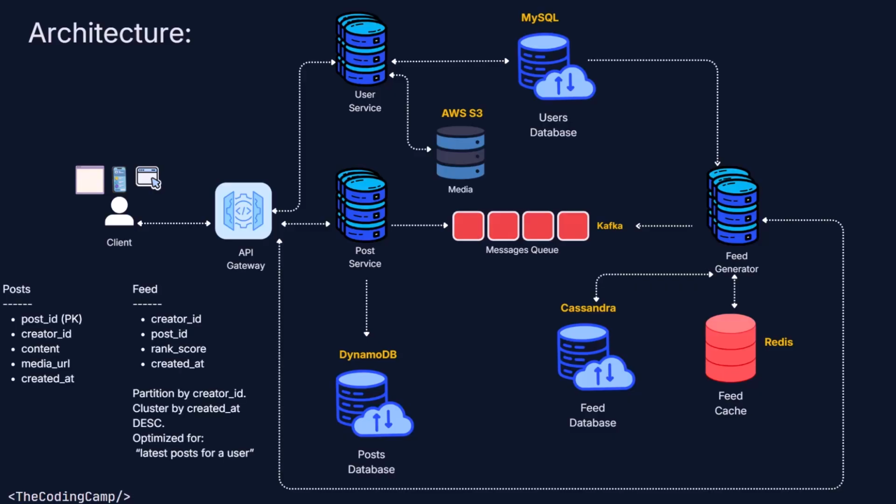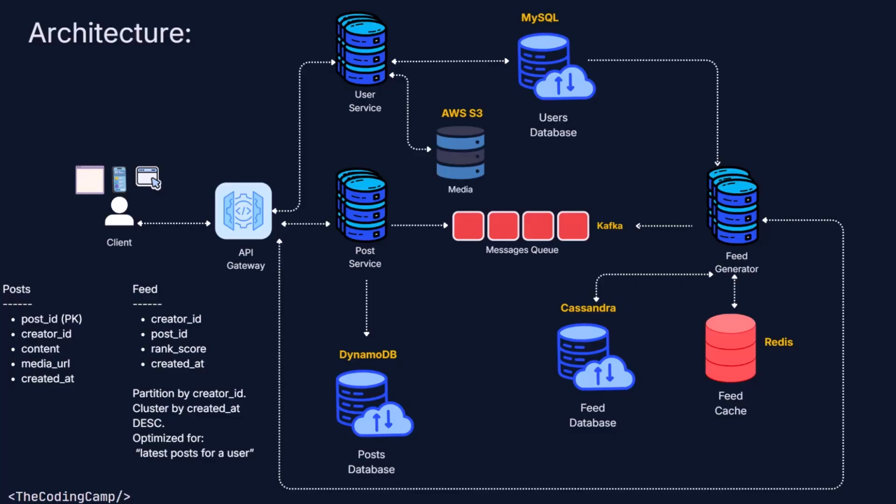These are the database schemas. For the feed database, I would partition by creator_id and cluster by created_at to optimize for feed retrieval queries. For media files, I'd use object storage like S3. How would you generate feeds?